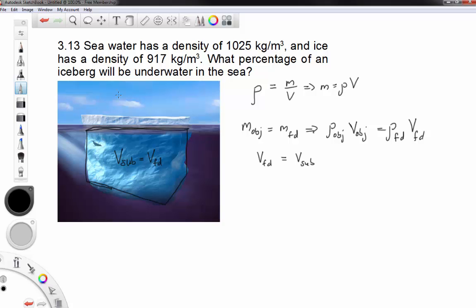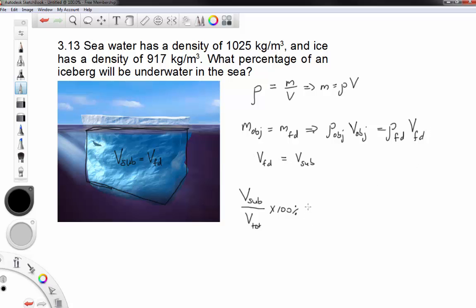All right, now the other thing that you have to do, and this is what makes this problem a little more complicated than the ones that we have done so far, is that we're asking what percentage of the iceberg is underwater. Now, one way of doing that is to note that the percentage is the submerged volume divided by the total volume times 100%.